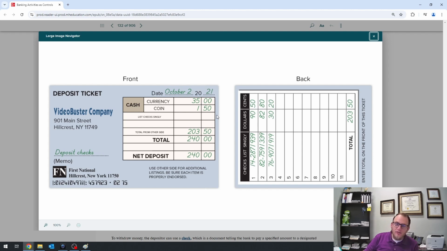There's coins for $1.50. And then here's detail from the other side, which is all of the checks that were listed for $203.50. And so here's the back side of this, and here's the check numbers. Here's the dollars and the pennies on each check. So a deposit slip or a deposit ticket itemizes every item that went into each deposit that was made into the bank account.